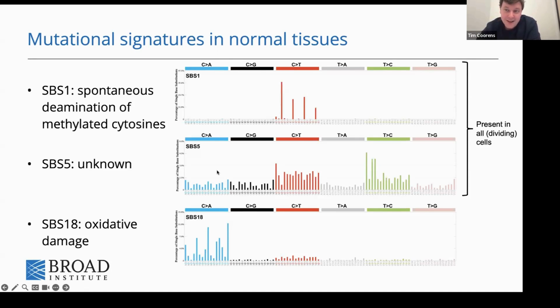Signature 5, which is sort of unknown and clock-like, but present in everything. It's not quite clear what's causing it, but we've seen it in every cancer and normal tissue sequenced so far. Signature 1 is this very particular spontaneous deamination of methylated cytosines. That's why you only see C to Ts in CpGs here. And another one that pops up every once in a while, especially in dividing tissues, is signature 18, which is linked to oxidative damage and the formation of 8-oxoguanine, which then gets repaired as a C to A.